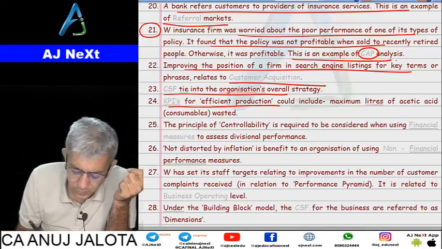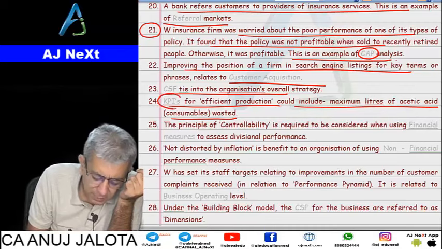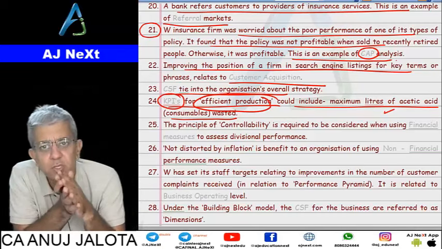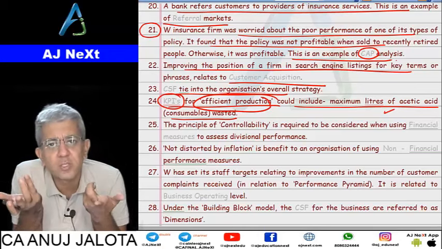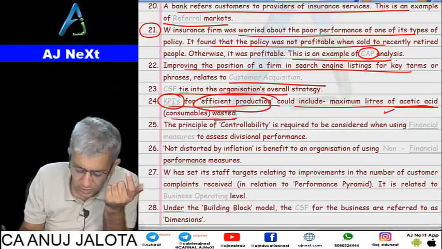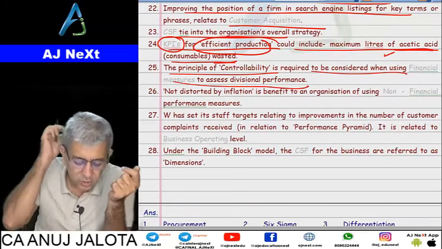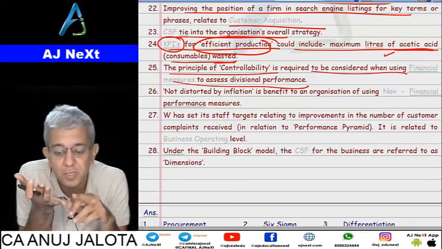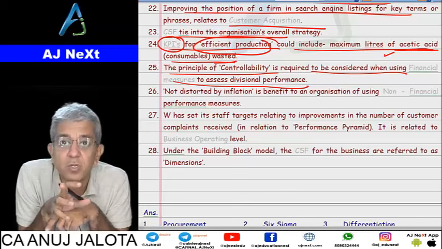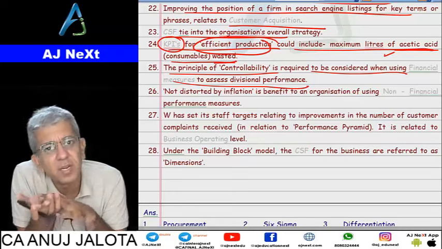KPIs for efficient production could include maximum liters of acetic acid wasted. KPIs, key performance indicators, for efficient production will always include all those measures to show that your wastages are less. Those things are called your KPIs. So here the KPI will be the amount of acetic acid wasted. Further, twenty-fifth, the principle of controllability is required when using financial measures to assess divisional performance. We can assess performance based upon financial or non-financial measures. Under controllability, as we did in standard costing also, only try to blame the department for the things that they can control. And this will obviously come under financial measures only.